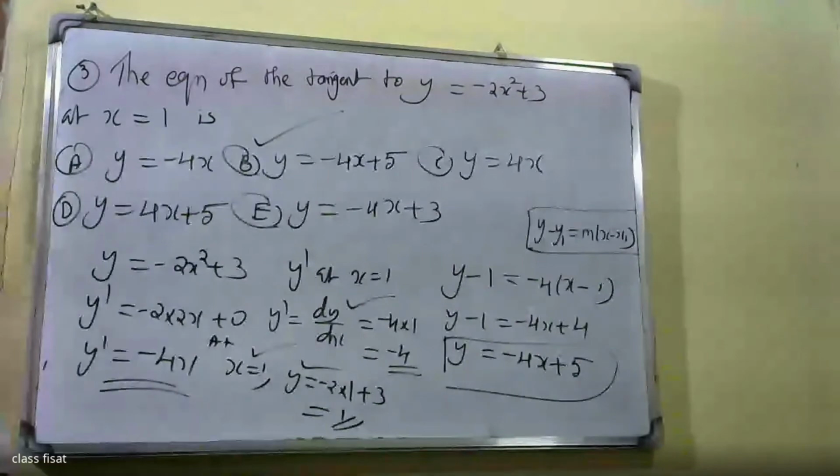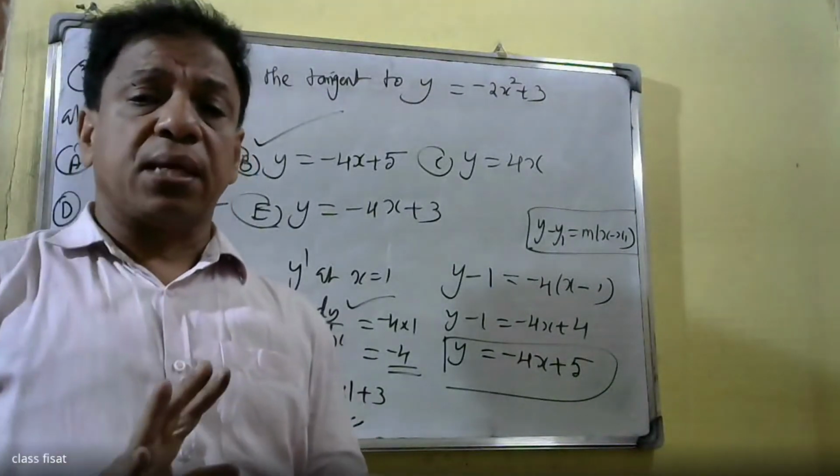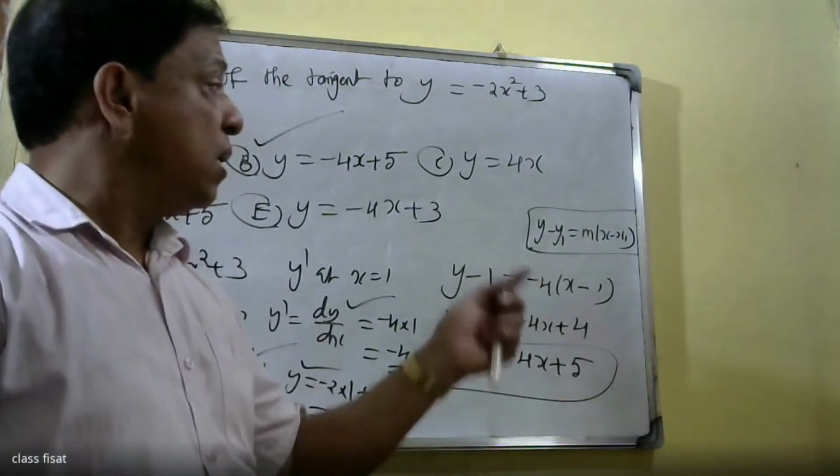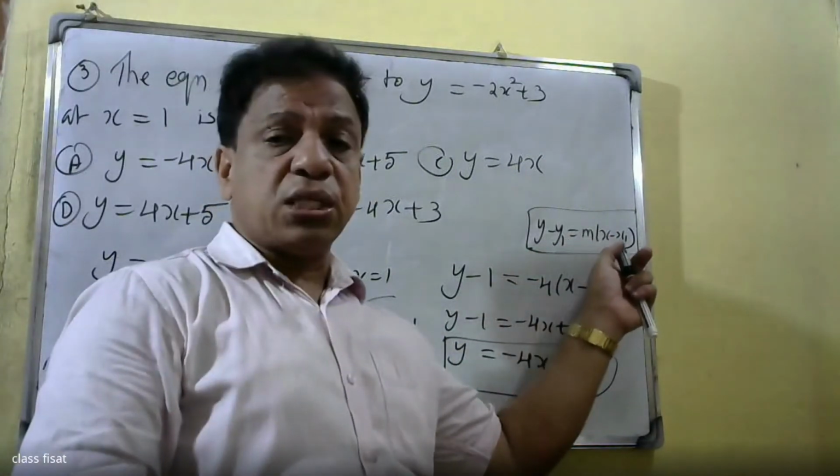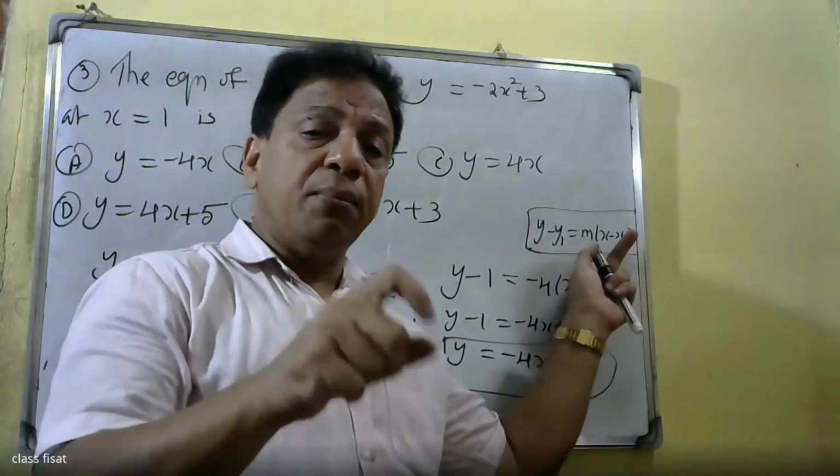For the equation of the tangent, we start with the formula y minus y1 is equal to m into x minus x1, where m is dy by dx.